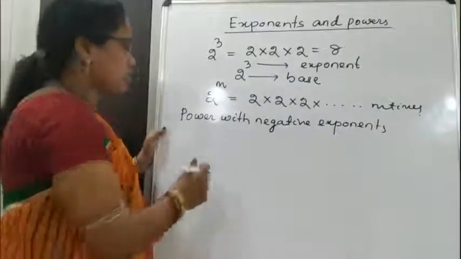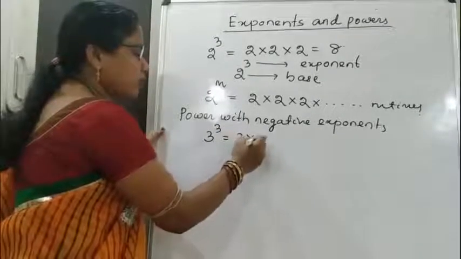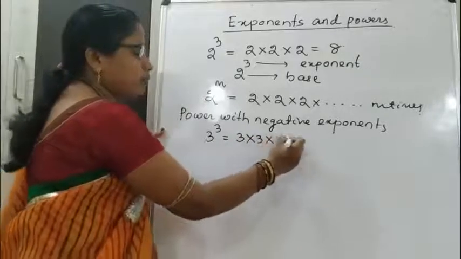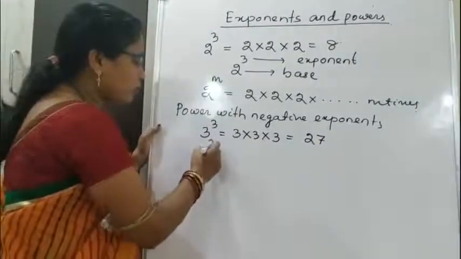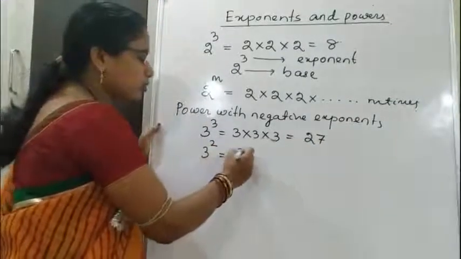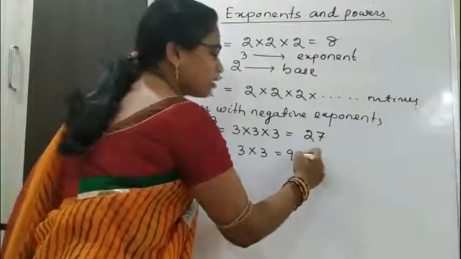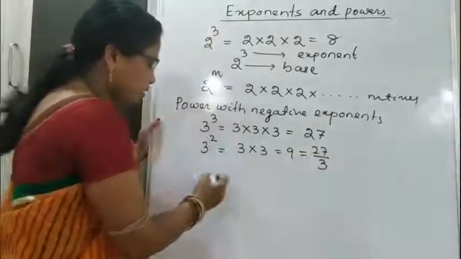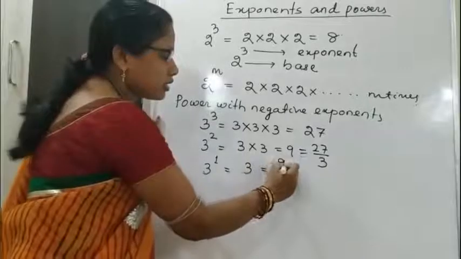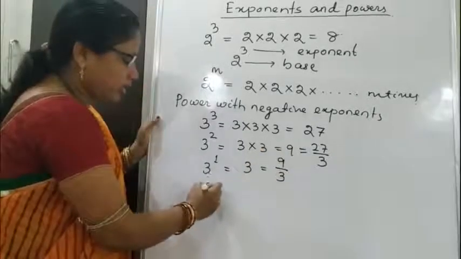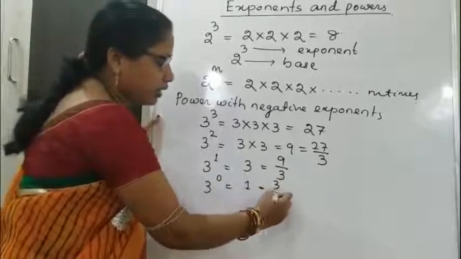Let us take another example. We know 3 to the power 3 is equal to 3 multiplied with 3 multiplied with 3, which is equal to 27. Then 3 to the power 2 is equal to 3 into 3, that is 9, or 27 by 3. Then 3 to the power 1 is equal to 3, that is 9 by 3. Again 3 to the power 0 is equal to 1, that is 3 by 3.